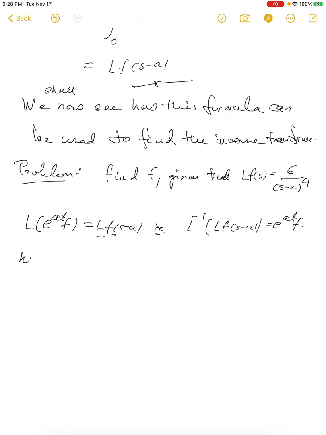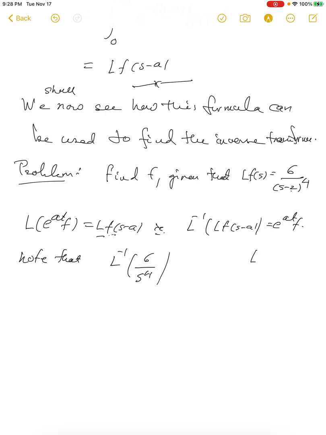So now note that you should be able to figure out L inverse of 6 by s to the 4, and then you will see that this is a shift by 2. So your a is going to be 2. But first of all, let's figure out this.